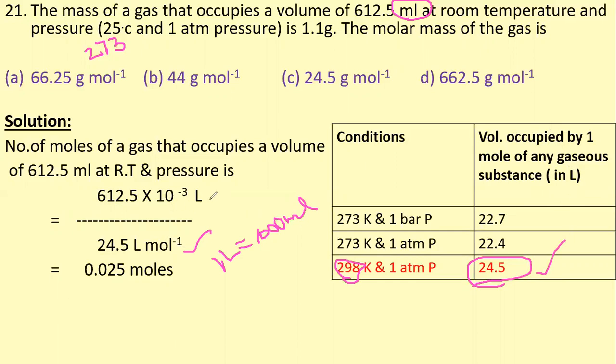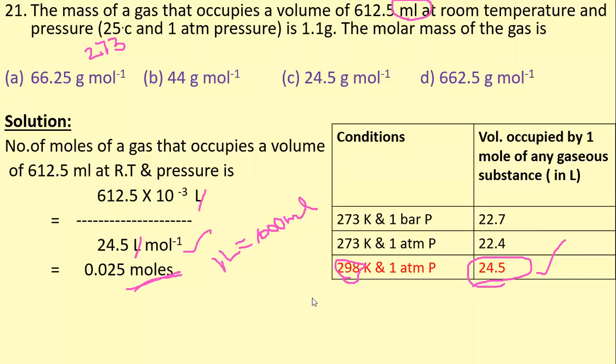For this conversion, I have multiplied with 1000 in 10 to the power minus 3. After simplifying this, we get the answer 0.025 moles. See here what happened: liter and liter get cancelled. The mole in the denominator goes to the numerator, which means we get the power plus 1. So that is simply 0.025 moles.